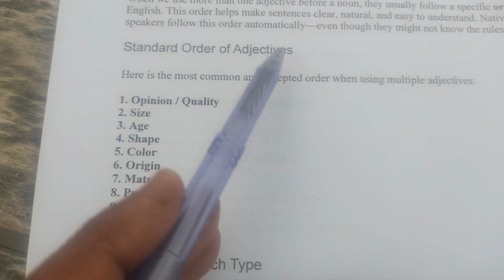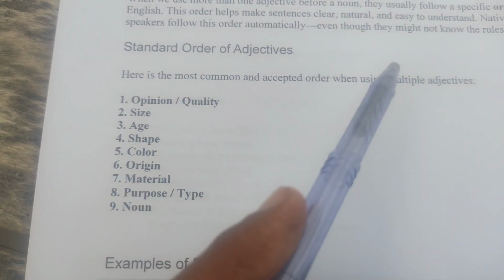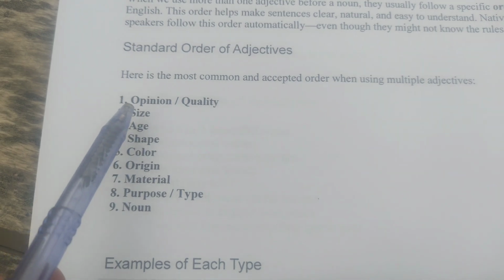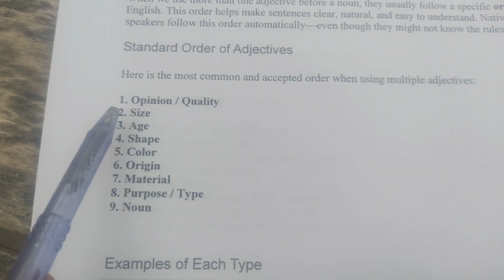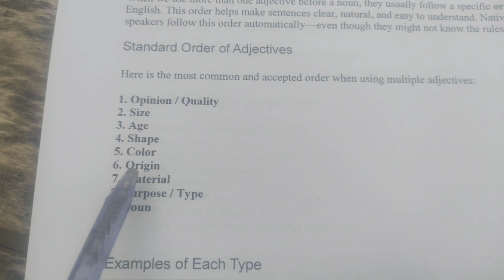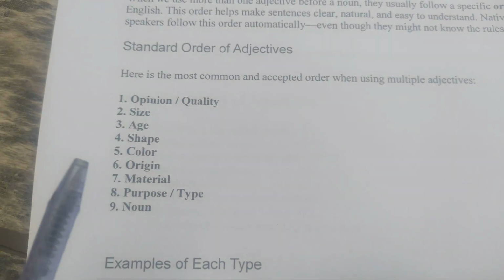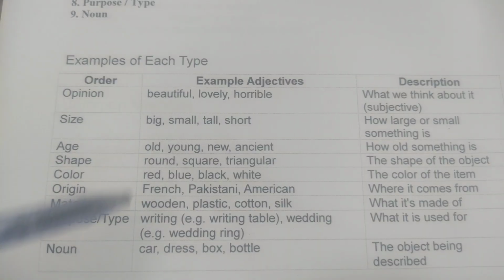Standard order of adjectives. Here is the most common and accepted order when using multiple adjectives. Number 1, opinion, quality. 2, size, age, shape, color, region, material, purpose or type, noun. Here we have a table using this order.